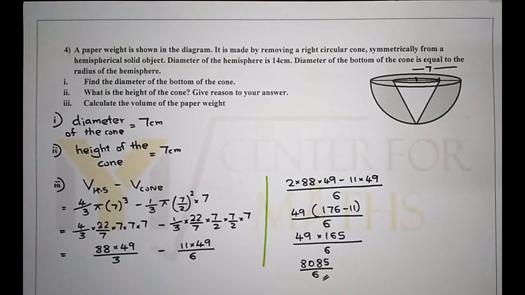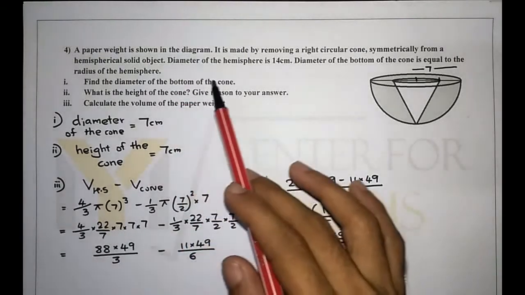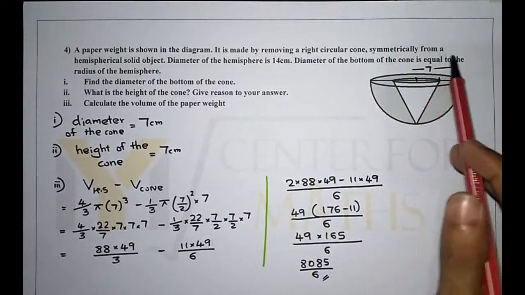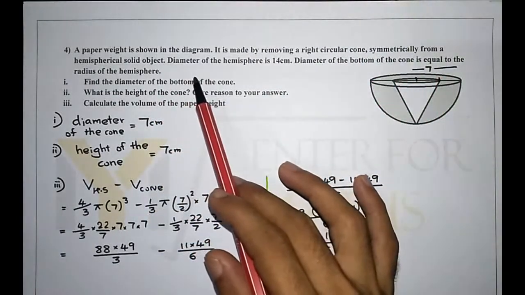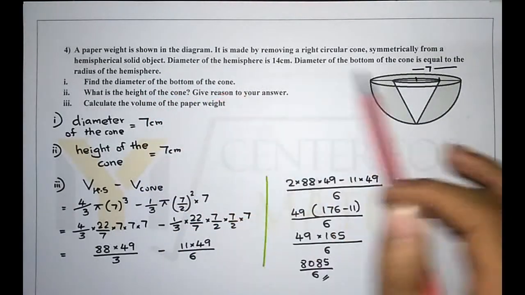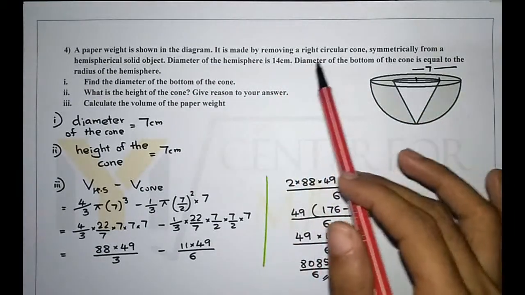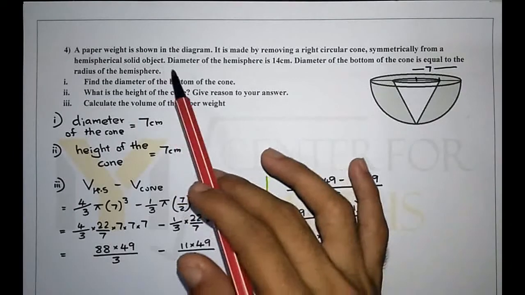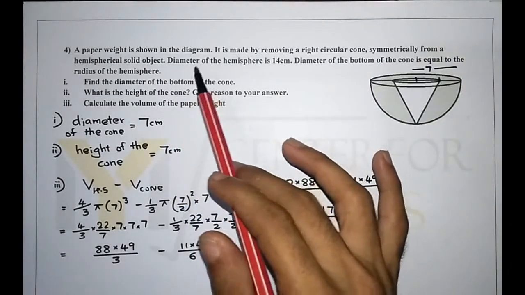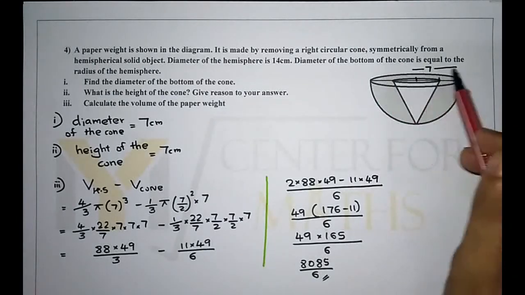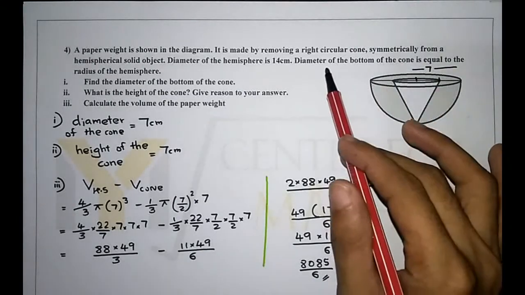And here the next one, this is also not much difficult. You can see that a paperweight is shown in the diagram. It's made by removing a right circular cone symmetrically from a hemispherical solid object. The diameter of the hemisphere is 14 centimeters. The diameter is 14, which means the radius is 7.